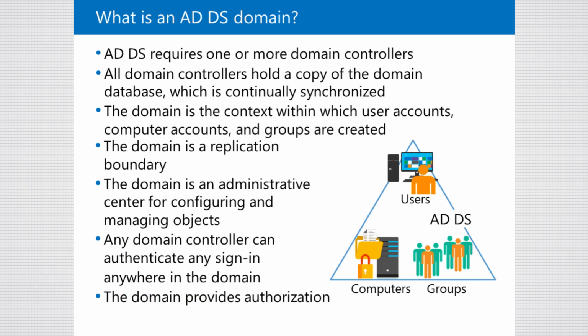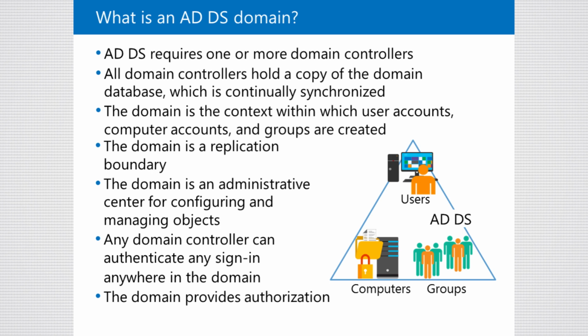The ADDS domain is a replication boundary. When you make changes to any object in the domain, the domain controller where the change occurred replicates that change to all other domain controllers in the domain. If multiple domains exist in the forest, only subsets of the changes replicate to other domains. ADDS uses a multi-master replication model that allows every domain controller to make changes to objects in the domain.